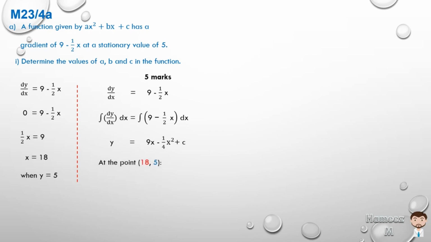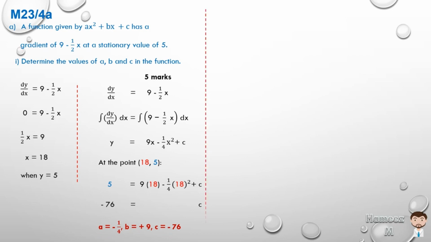And at the point x equal to 18 and y equal to 5, we can substitute. So 5 is equal to 9 by 18 minus a quarter times 18 squared plus c. c is equal to minus 76. As such, a is equal to minus a quarter, b is equal to plus 9, and c is equal to minus 76. We've determined the values in the function.